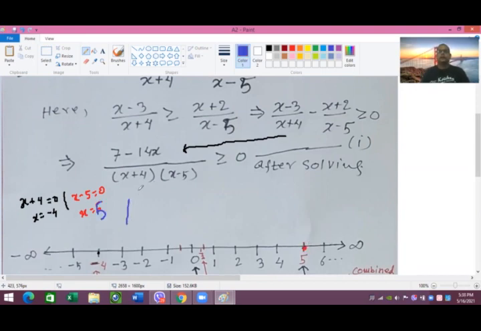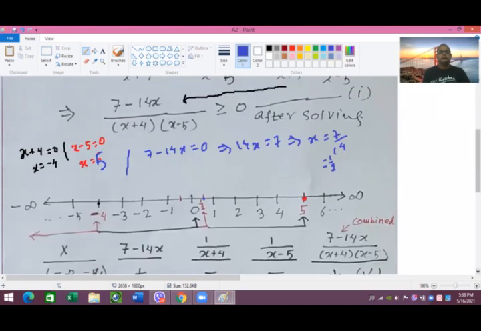And next we'll work for this term also. 7 minus 14x equals 0. If you solve it, it's going to be 14x equals 7, and then x equals 7 by 14, and 7 by 14 is 1 by 2. So we have marked a point 1 by 2 over here, and then we'll do the same procedure.